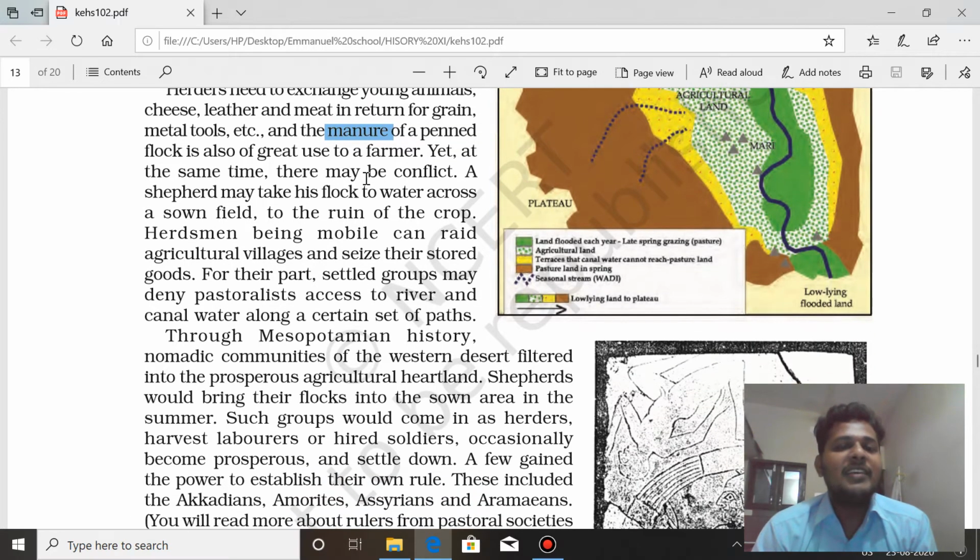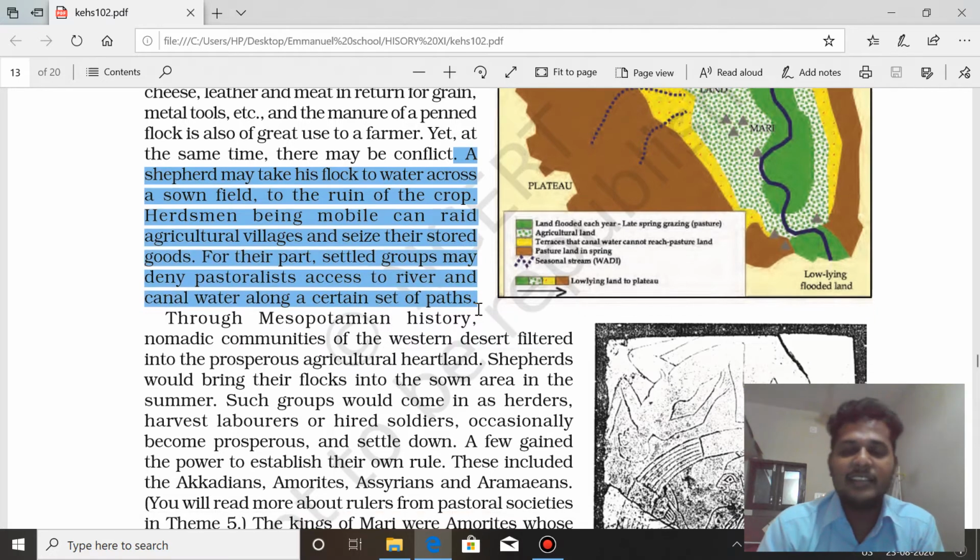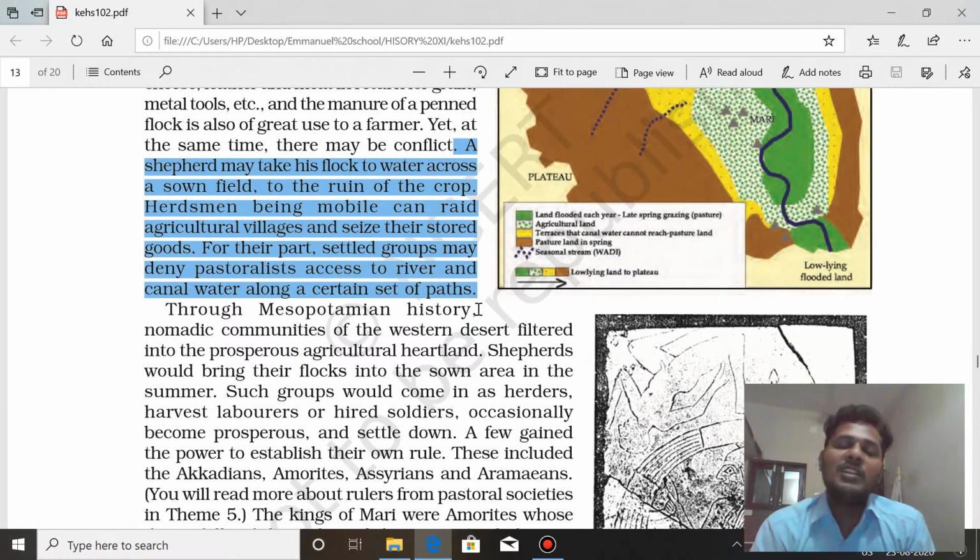Yet at the same time, they may be in conflict. Sometimes there was conflict between them. What is the conflict? The shepherd may take his flock to the water across the sown field. They go to the crop field and ruin it, letting the sheep and goats loose so that they eat enough from the crops. The herdsmen, being mobile, can raid even agricultural villages and seize everything. They can steal all this.